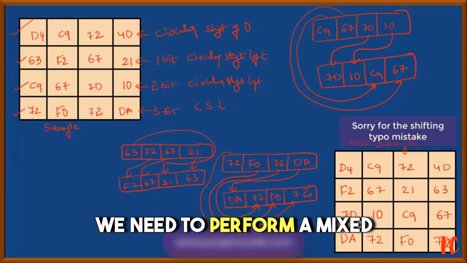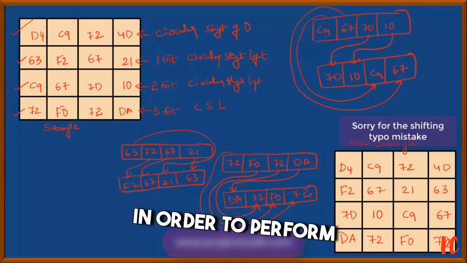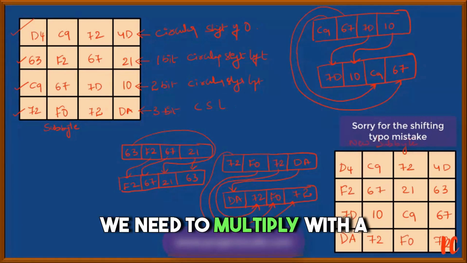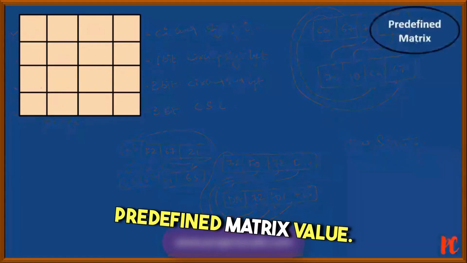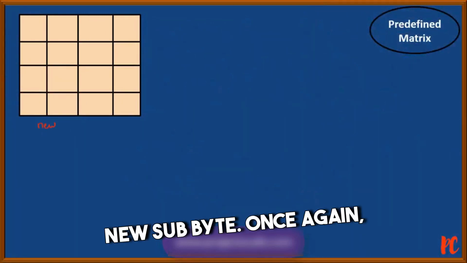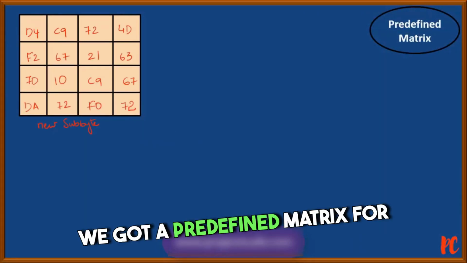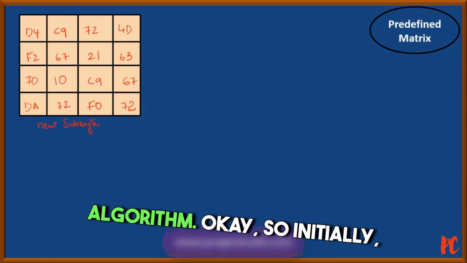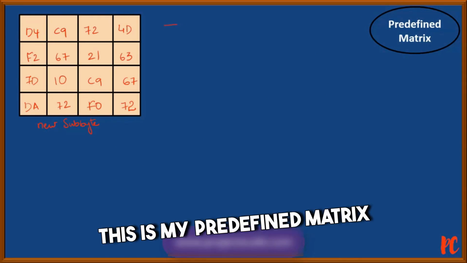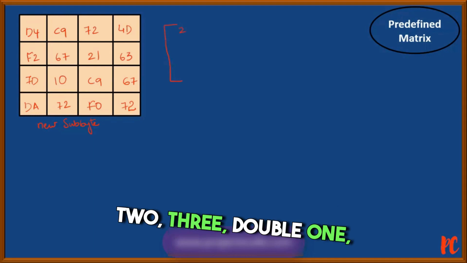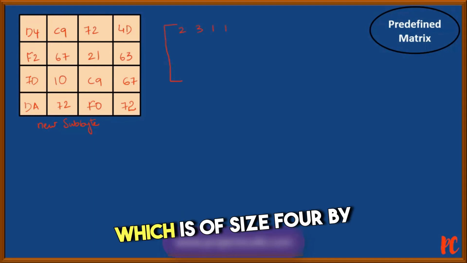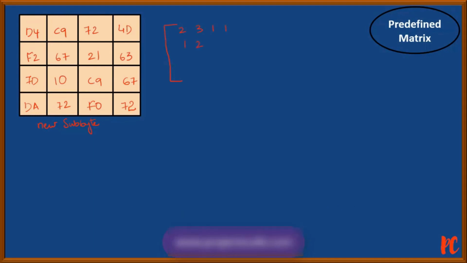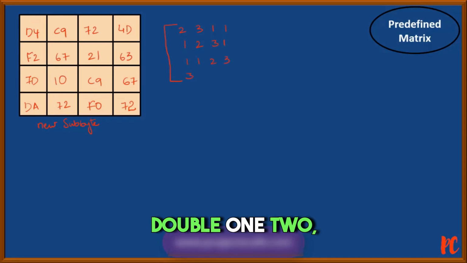After this step, we need to perform a mixed column, right? In order to perform a mixed column, we need to multiply with a predefined matrix value. Let me write the new subbyte once again. In AES, we have a predefined matrix for mixing columns for the encryption algorithm. Initially, for the first step, this is my predefined matrix 2, 3, 1, 1, 1, 2, 3, 1, 1, 1, 2, 3, 3, 1, 1, 2, which is nothing but 4 by 4.